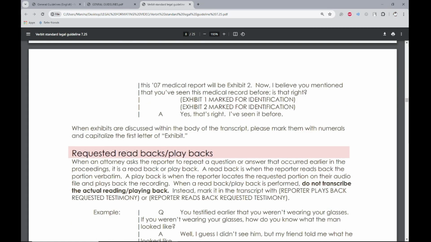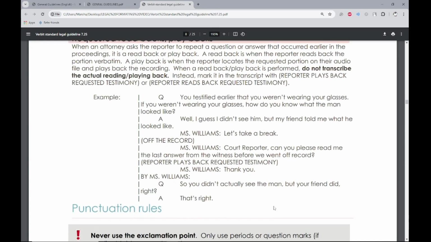Okay, for the requested readbacks, playbacks. This is when the court reporter is asked to play back an audio or read back a question. Now you are supposed to put the parentheticals: "Reporter plays back requested testimony," or "Reporter reads back requested testimony." All right. So you have to put those parentheticals when that happens.